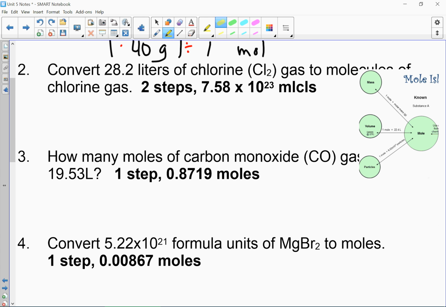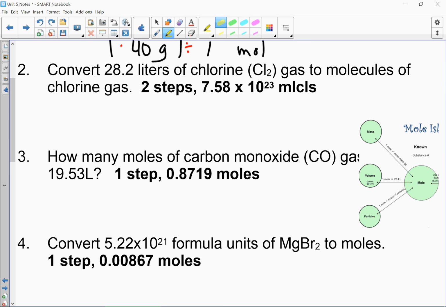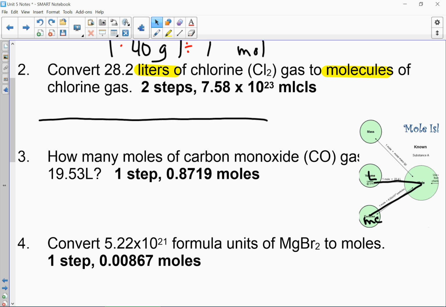So here, you got to pull out your units, decide how many steps you need. So let's move this down a little bit so it's out of the way. Find the units in there. I see liters and I see molecules. So liters lives here, molecules lives here. So I'm going to go from liters to molecules. That's a 2-step fence. Start with what you're given. I have 28.2 liters, liters up, liters down.